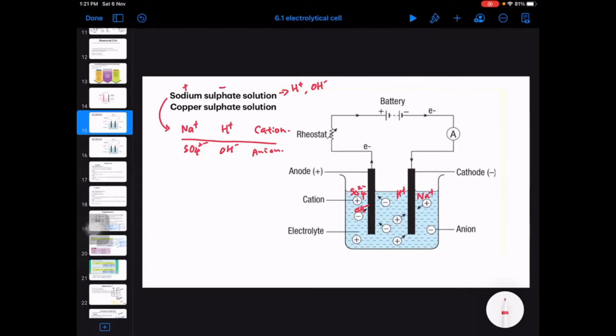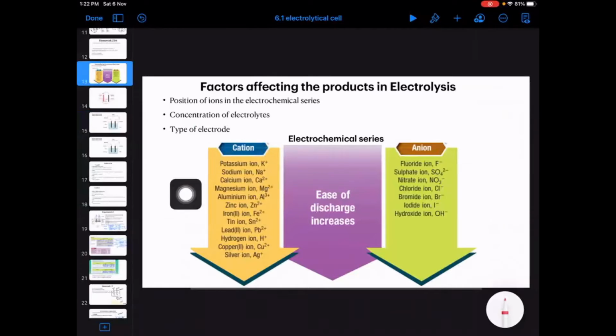Okay, so there are two ions at the cathode. We look at the cathode. There are two ions at the cathode, but only one ion can be discharged. Discharge means lose the charge. Okay, so who is going to discharge? Sodium ion and or hydrogen ion. For this one we have to look at the electrochemical series. These are the electrochemical series for all the cations.